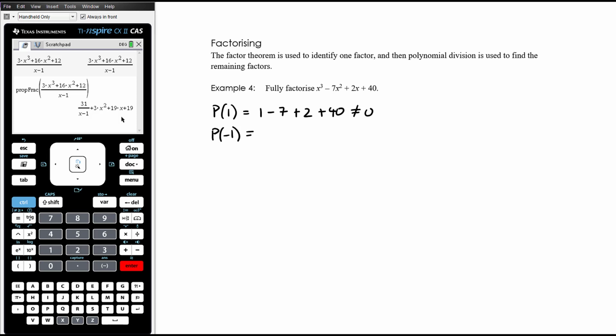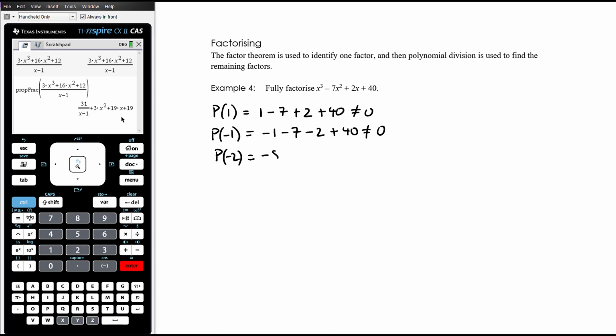So maybe if I try p of negative 1, so negative 1 cubed is negative 1, negative 1 squared is still positive 1, so that keeps that as negative 7. This term now also becomes negative, plus 40. Okay, so we're on the right track because we've got 3 negative terms now to try and balance out the 40, but those 3 negative terms aren't big enough. So let's try negative 2.